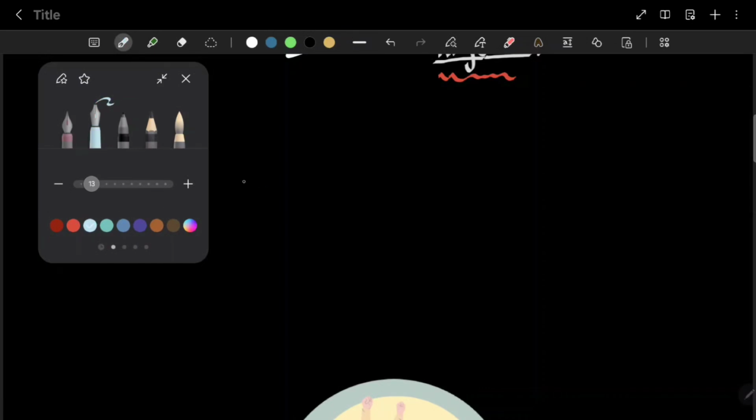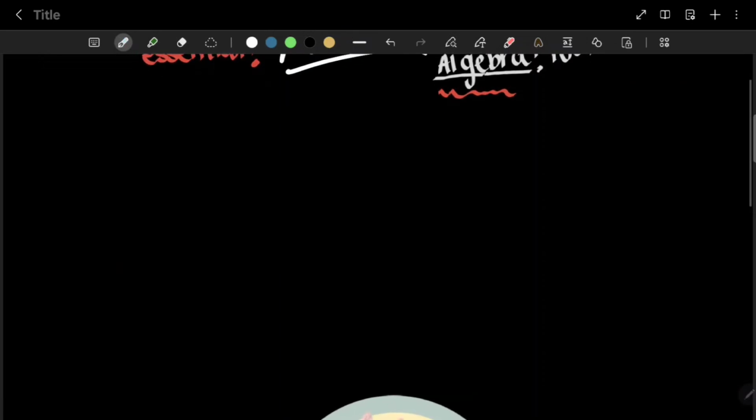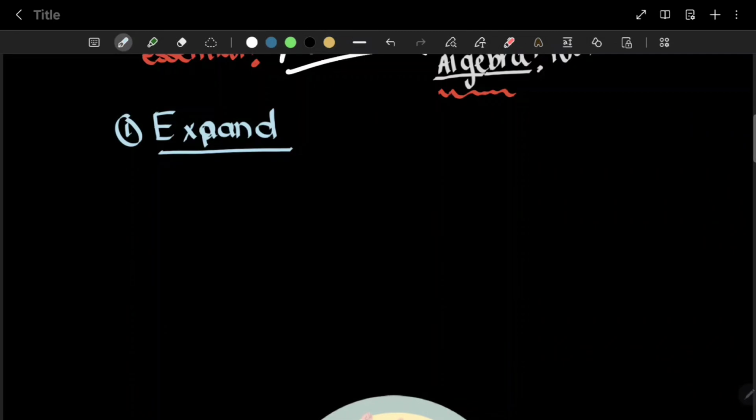From grade 9, there are two very important types that we need to understand how to do, and when or how they might put it in the exam or exercises, etc. The first type is number 1, expanding. The second, our favorite, factorisation.